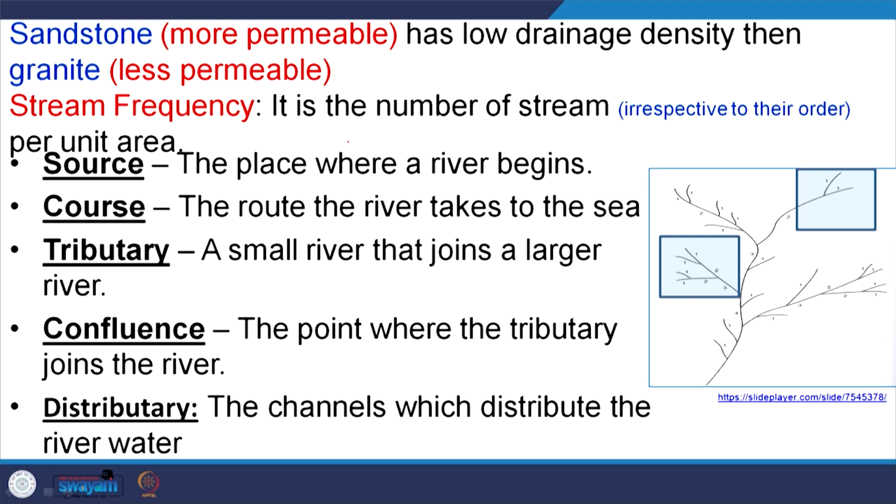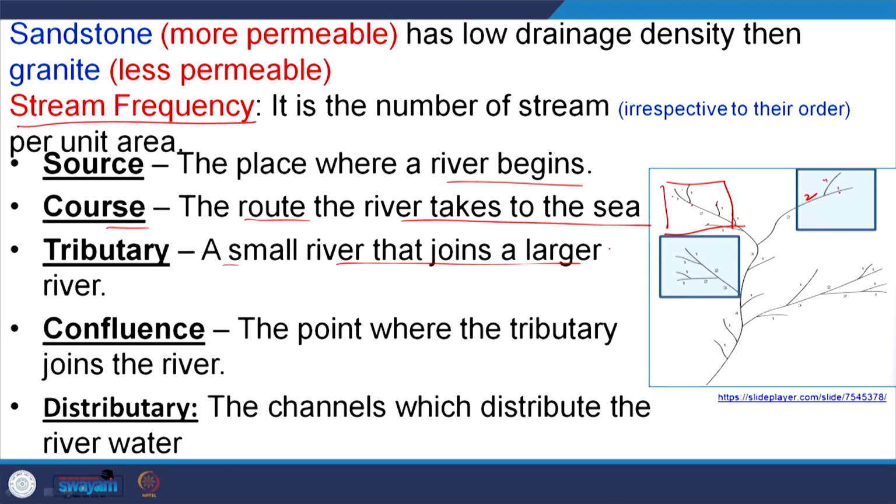Then another terminology in fluvial geomorphology is stream frequency. Stream frequency is how frequently we encounter a stream. It is the number of streams, irrespective of order, per unit area. For example, here the first order streams are 2 and second order stream is 1, so the number of streams is 3, but here we get 1, 2, 3, 4, 5 streams. So stream frequency is how frequently streams occur in an area. It is irrespective of order; only the number is concerned.